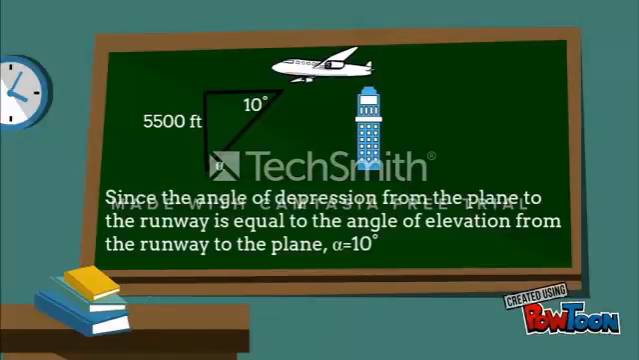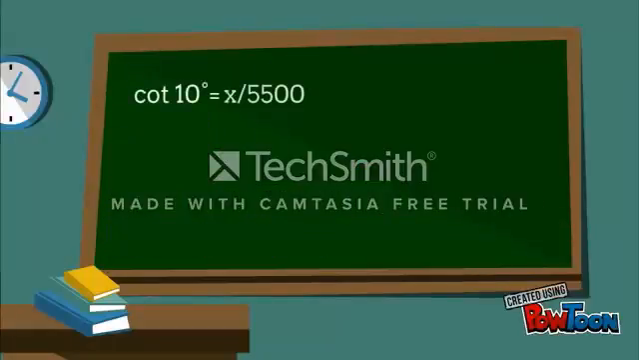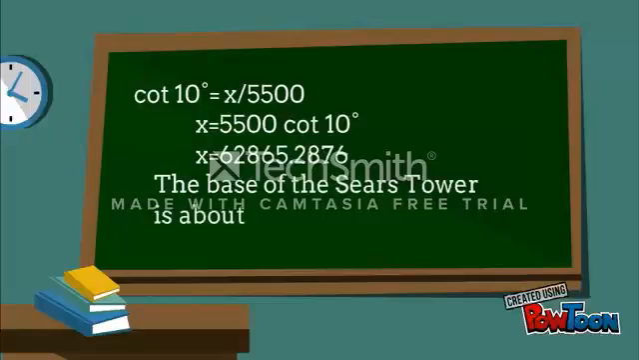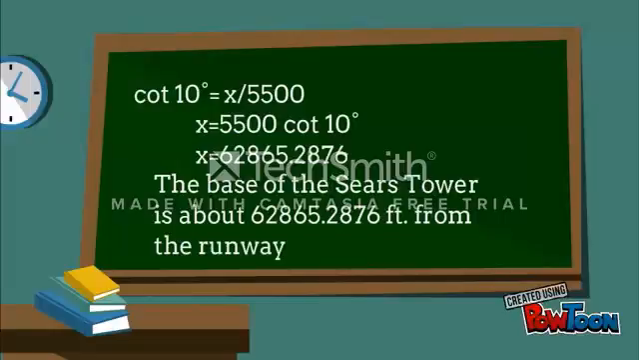To solve for the base, we can use the trigonometric reciprocal function: cotangent is equal to adjacent over opposite. So cotangent 10 degrees is equal to x over the height of the tower, which is the opposite side of our angle. Use the multiplication property of equality, and we will get x is equal to 5,500 cotangent 10 degrees. Now, solve for x. x is equal to 62,865.2876.